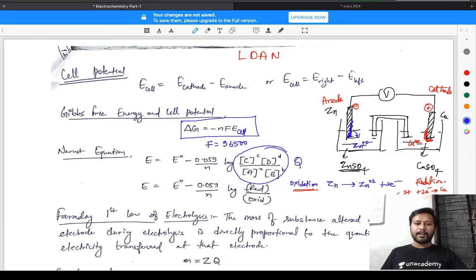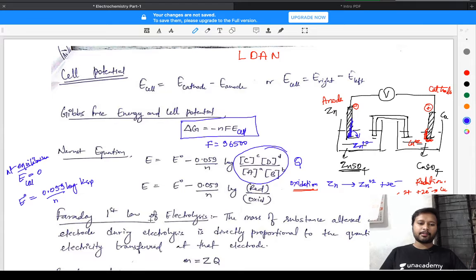Okay, there is one more relation for the Nernst equation: at equilibrium, E of the cell is equal to 0. Then your E naught of the cell will be given by 0.059 upon n, and it will be log KSP. Okay, so that you have to memorize. KSP is the solubility product. Okay, so it's the solubility product of the salt.